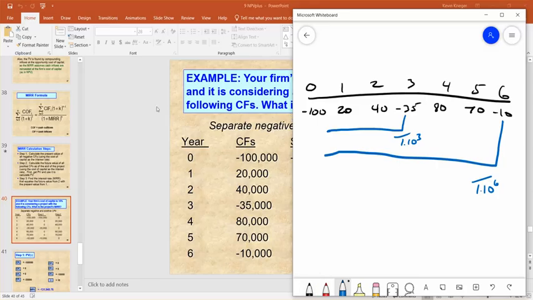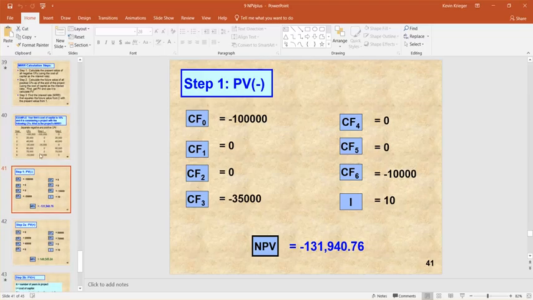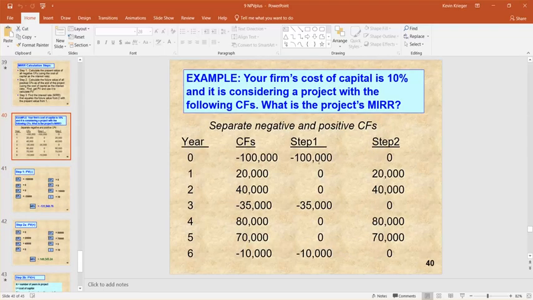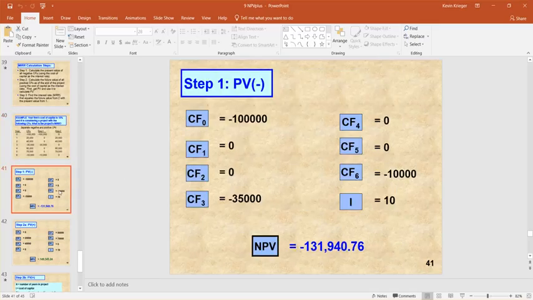Or you can be clever and use your calculator to only deal with the negatives first. Get yourself the net present value of negative 100 at time 0. Put in 2 zeros for cash flows 1 and 2. Negative 35,000 for cash flow 3. 2 zeros for cash flows 4 and 5. Negative 10,000 at 6. So like so. And now you have a present value of all the negatives. And the NPV key, of course, automatically gives you the present value of all the negatives.